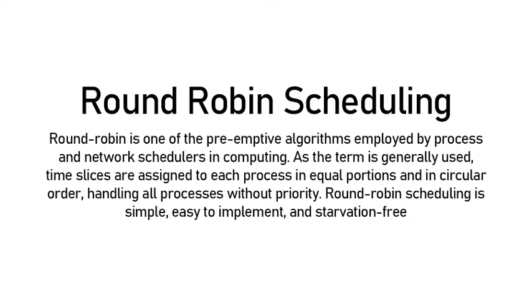What exactly is round-robin scheduling? Round-robin is one of the preemptive algorithms employed by process and network schedulers in computing. As the term is generally used, time slices are assigned to each process in equal portions and in circular order, handling all processes without priority. Round robin scheduling is simple, easy to implement, and starvation free.